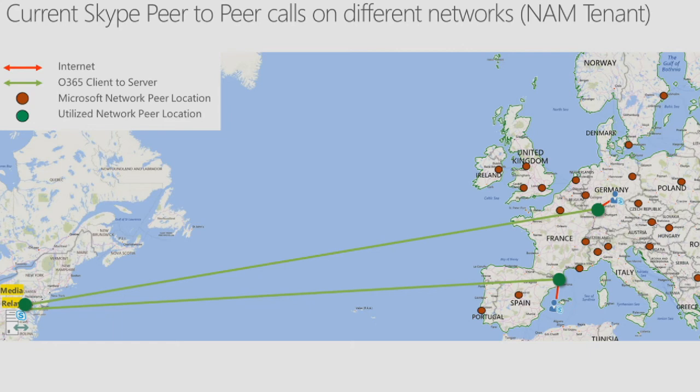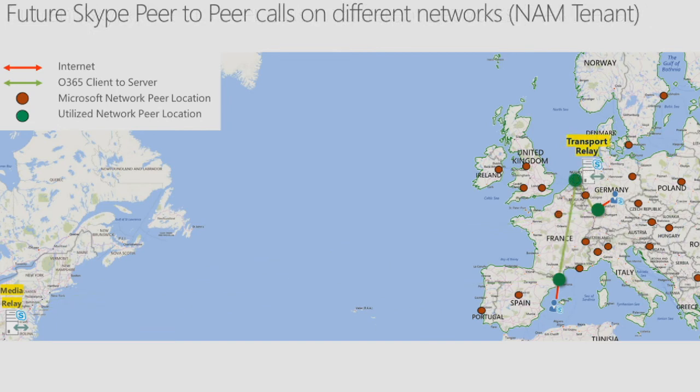But what Skype are rolling out currently, again, they'll talk about this in more detail in the sessions later this week, is something called a transport relay. So now, if this tenant is enabled for this, what's going to happen is we have the same call between these 2 users, but now we can bounce off a transport relay in a data center in Europe. Even though my tenant's in North America, I'm not having to traverse the Atlantic with this traffic, with the obvious benefits of not having to do that.